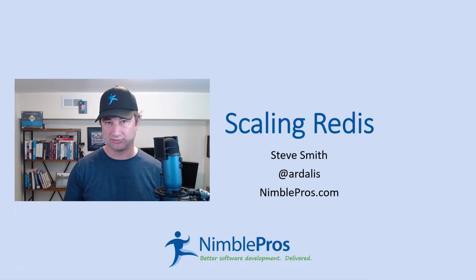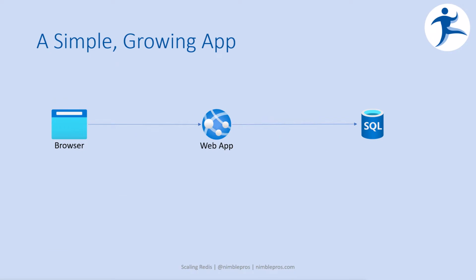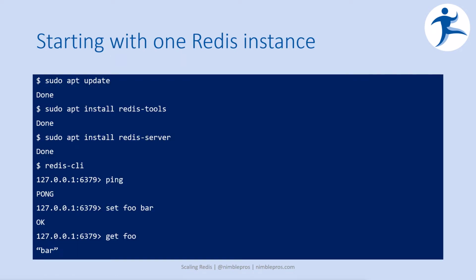Now, imagine you're working with a simple web app that talks to a back-end database. As time progresses, the app is gaining popularity, but load is beginning to slow down the application. Caching is a great way to boost performance and scalability, so naturally you consider introducing a caching service like Redis. Getting started with a single Redis instance is pretty straightforward. Just SSH into your Linux instance and run the following commands to get up and running.